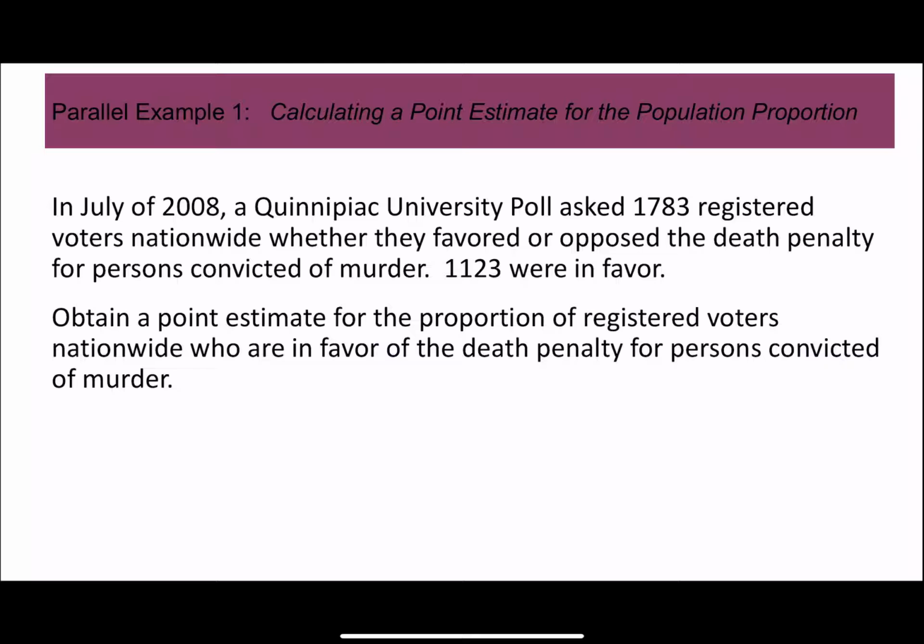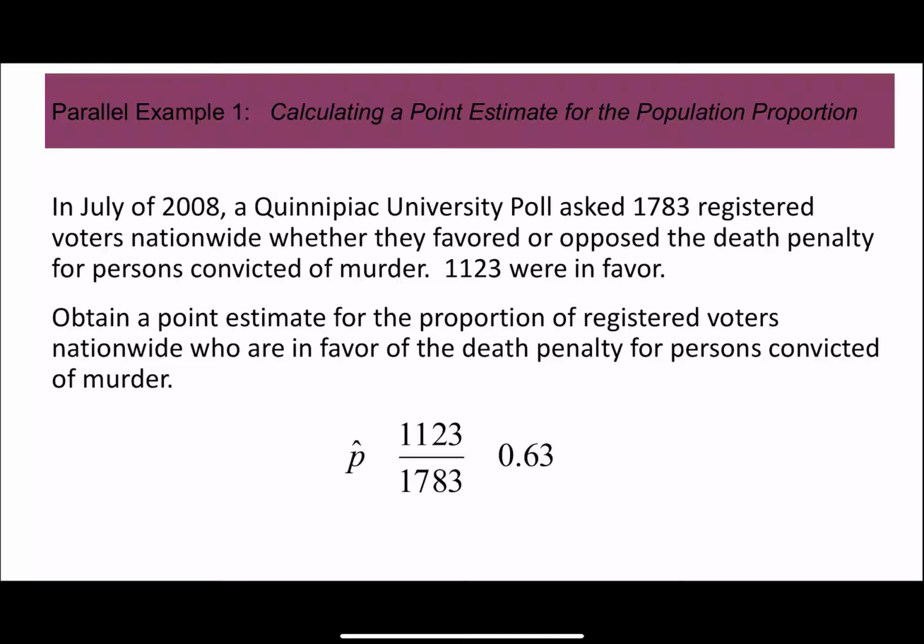I think we may have done this one in 8.2 or something similar, so just as a reminder, to calculate the point estimate: in July 2008, a Quinnipiac University poll asked 1,783 registered voters nationwide whether they favored or opposed the death penalty for persons convicted of murder. 1,123 were in favor. We're going to obtain a point estimate for the proportion of registered voters nationwide who are in favor of the death penalty for persons convicted of murder.